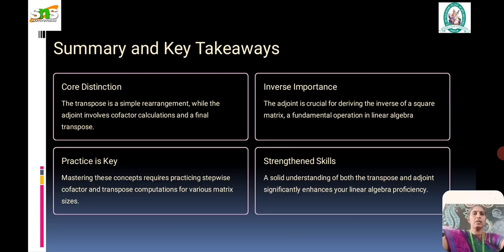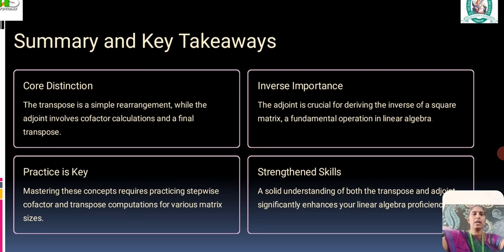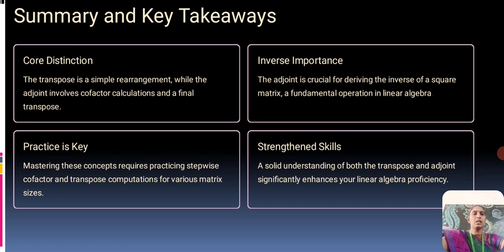An overall summary is given. The transpose is nothing but a simple rearrangement, while the adjoint involves finding the cofactors and further calculation. Using the repeated calculation, we can solve for the adjoint of A, and it is applied for the inverse also. The adjoint is crucial for deriving the inverse of a matrix, but we have to check that the determinant is not equal to 0. This helps us understand the transpose and the adjoint of a matrix, and it enhances linear algebra proficiency.